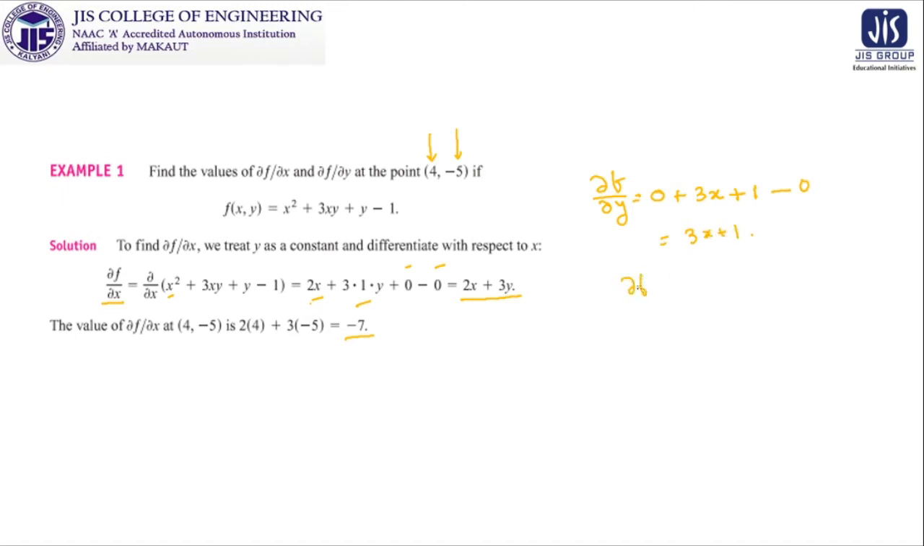Now what is asked? Find del f del y at (4, -5). So putting this value in this expression, we get 3 into 4, 12, plus 1, and as there is no y in the expression, we will make no use of minus 5 in the final calculation of del f del y. So del f del y is 13.